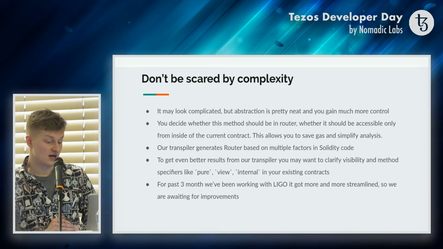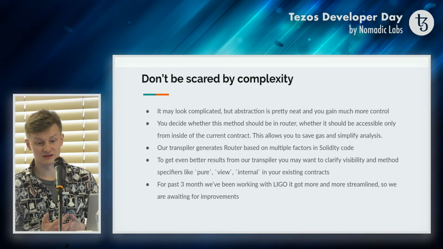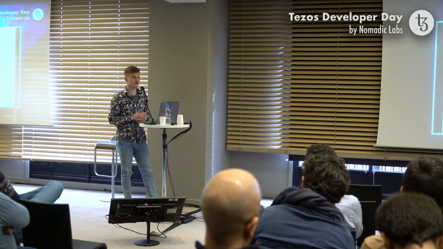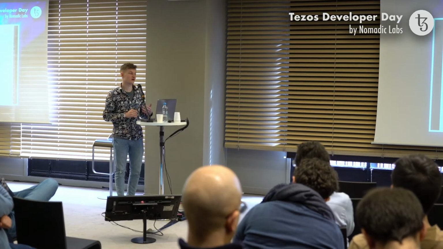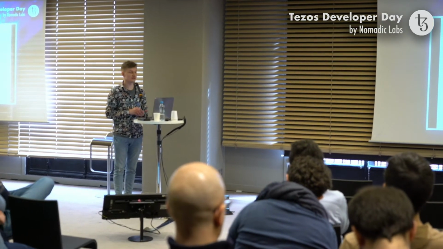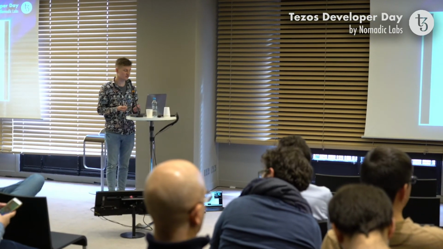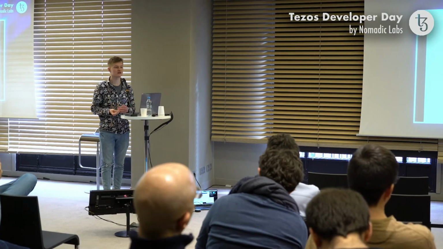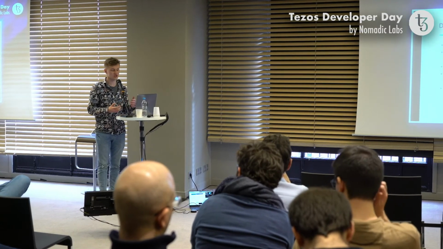On that field. And on the good news, since we are writing a Solidity to LIGO transpiler, we are able to generate a router based on your Solidity code. But you may have to specify more concretely what your function does, what its visibility is, what the specifiers are, like pure, view, internal, so our transpiler can better understand if the function should be put into the router or if it is just an internal function that has to return only one value.